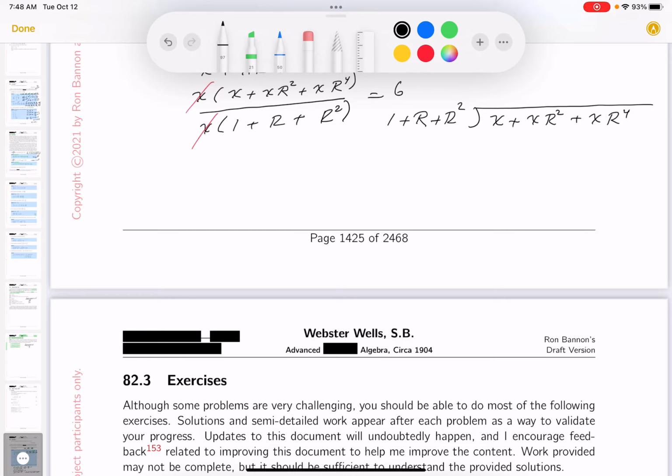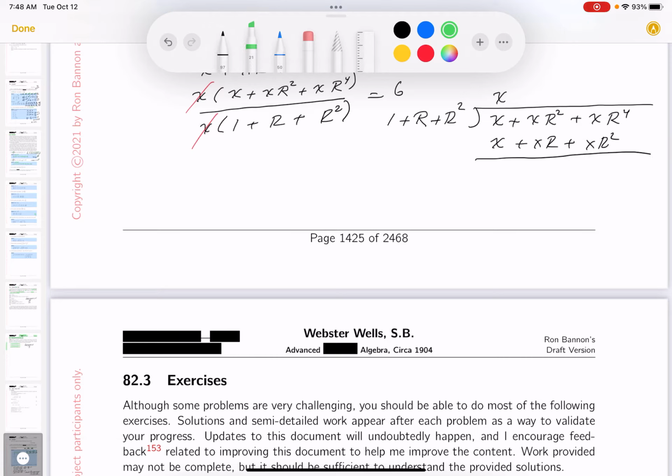Well, what do you get there? You just get x, right? Let's write that down. You get x plus xr plus xr squared. Well, immediately I notice when I subtract those two that some things are disappearing.